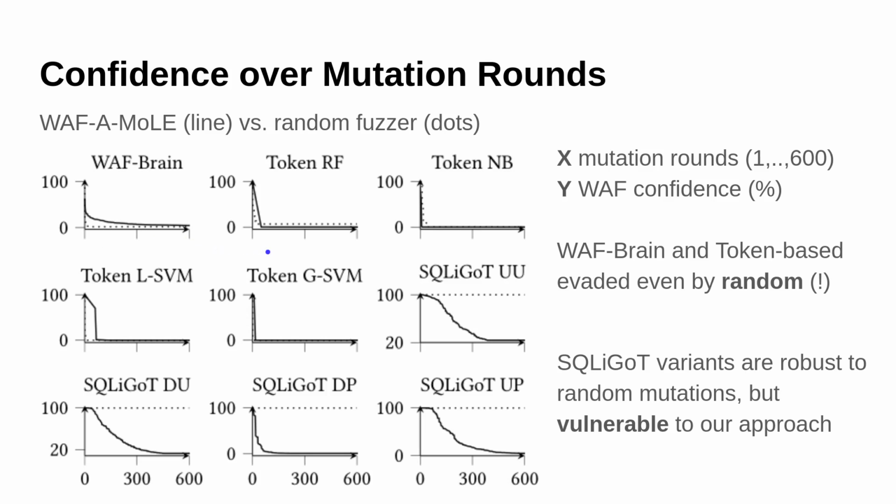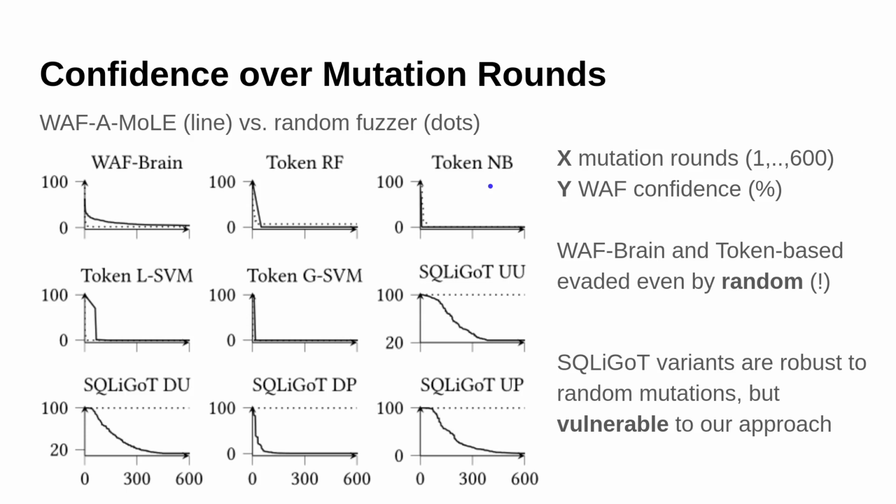We basically tested WAF-A-MoLE with a random approach, because WAF-A-MoLE is guided, but we want to understand if the underlying WAF is smart enough to endure random mutation, and in fact they were not, at least not all of them. 5 of them, so the recurrent neural network and the token-based classifier, were all weak to the random mutations.